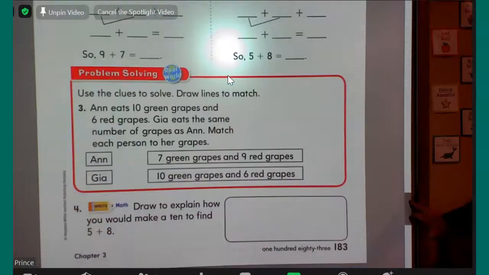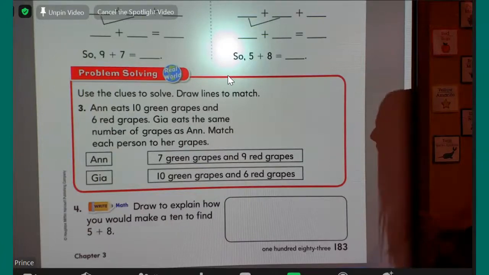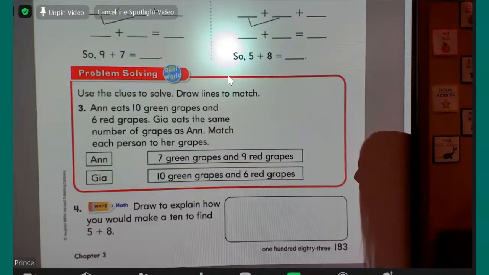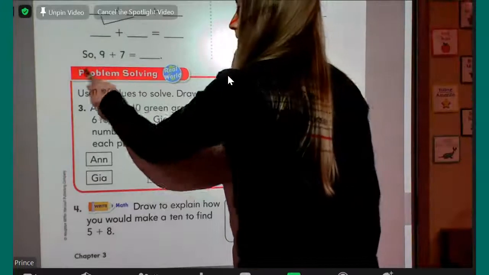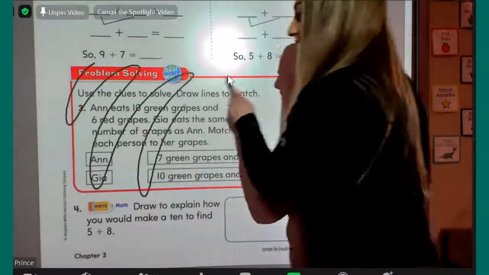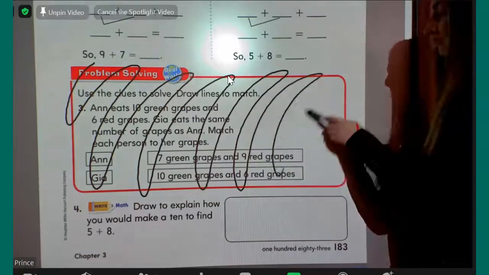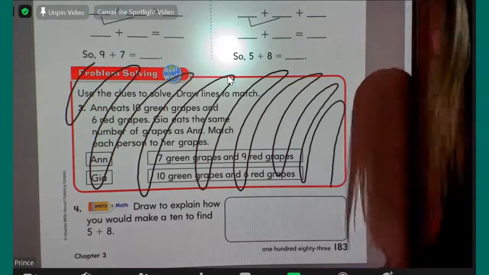On this page, Anne eats 10 green grapes and 6 red grapes. Gia eats the same number of grapes as Anne. Match each person to... We're going to get rid of this one. And the reason I am is because you won't see that on the test. We won't put one like that.